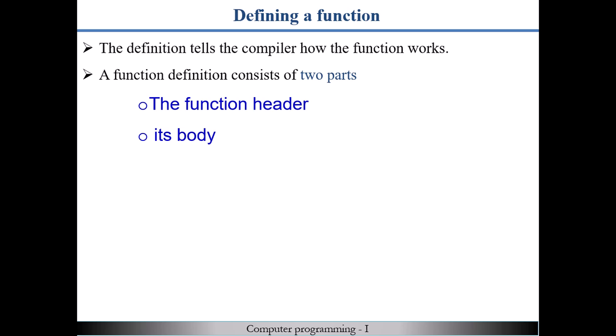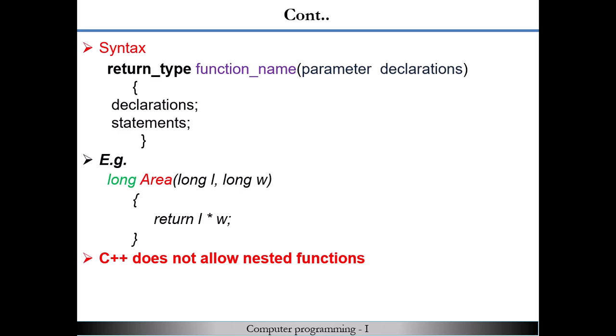The second component of a function is defining a function. The definition tells the compiler how the function works. A function definition consists of two parts: the function header and its body. Always the body part exists inside the brackets. Here is the syntax: return type, function name, parameter declarations, and we open a bracket. Declarations and statements are what we call the body of our function.